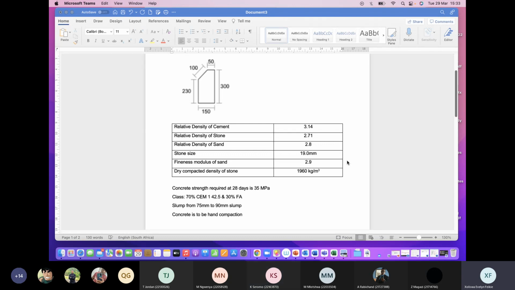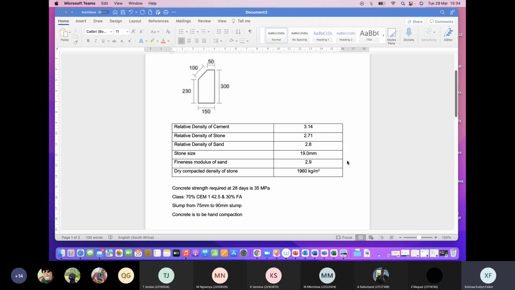So please tell me the value that you get as your stone content. 1,274. Do you all agree with the value? Yes. Okay, let's move forward. Remember, we are done with the stone content. We need to determine the sand content.